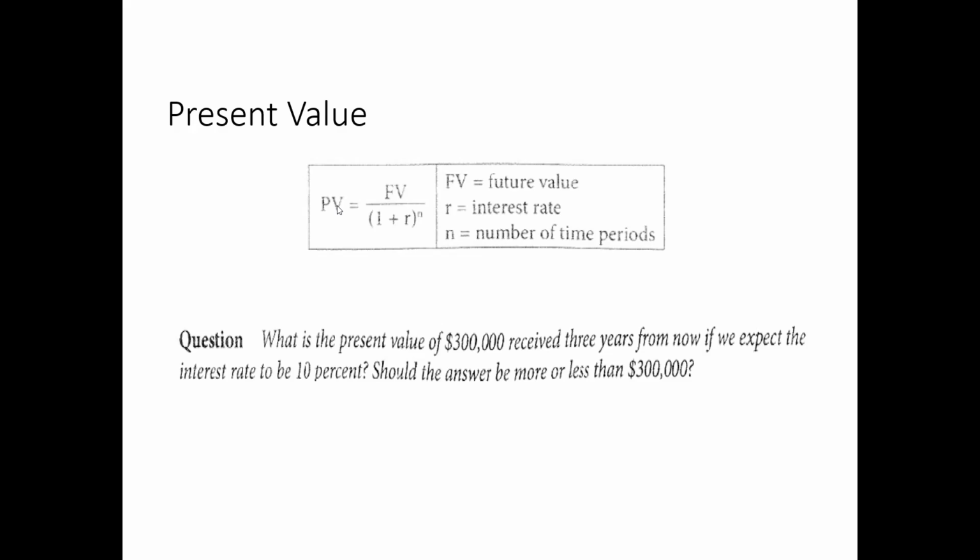So 1 plus 10% to the power of n, and n is the number of time periods. Here they didn't mention months or once in a month, so it is once in 3 years. Okay, the n value is 3, right? Yes. The R value is 10%, that means 0.1. What is the future value?